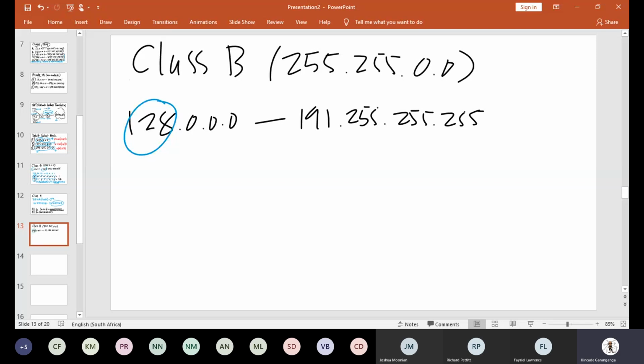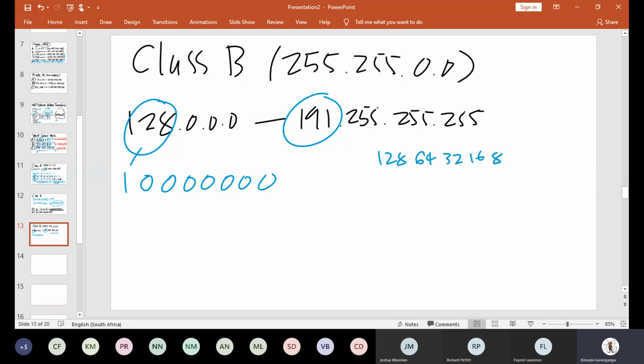Again, if you want to look at it from a different point of view, we want to look at a representation of 128, and also a representation of 191 as far as the conventions are concerned. So if you look at our list initially, 128 is 1 followed by seven zeros, 8 bits. And remember how we got that: you still have your 128, your 64, your 32, your 16, your 8, your 4, your 2, and your 1.